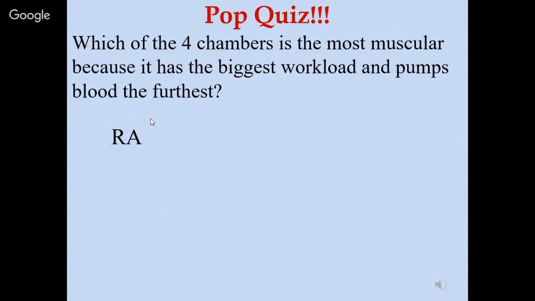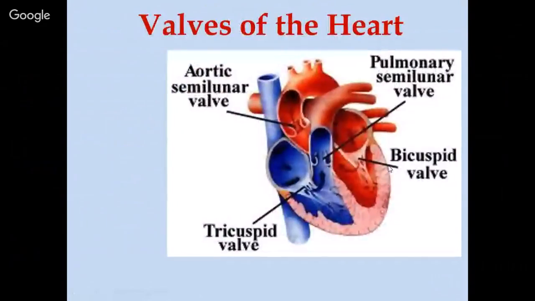Which of the 4 chambers of the heart is most muscular because it's the biggest workload and pumps blood the farthest? It's really important to know this. It's the left ventricle. So when people have heart failure, they can develop left ventricular hypertrophy. That left muscle of the left ventricle becomes really thick. So you can see it's already thicker because it pumps more, but in people with left ventricular hypertrophy, this gets really thick, and you can see that on an EKG.